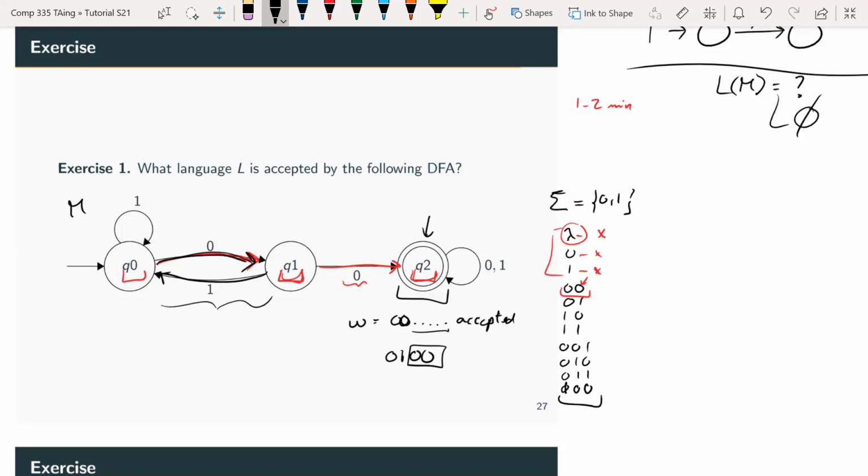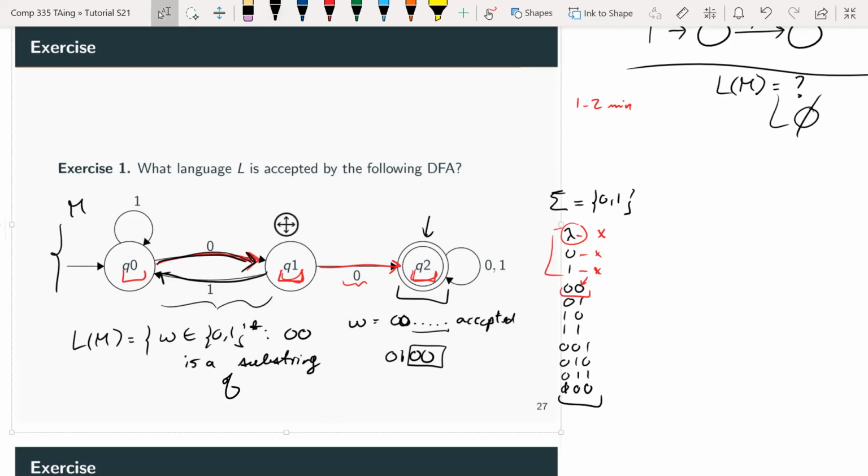Okay, and so if you write in detail what I just explained, that to me is an acceptable answer for saying, if you want to generalize it, the language accepted by M is in fact W in {0, 1}*, such that 0, 0 is a substring of W. Okay, so that would be enough.